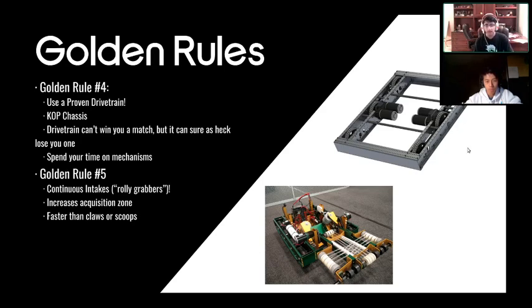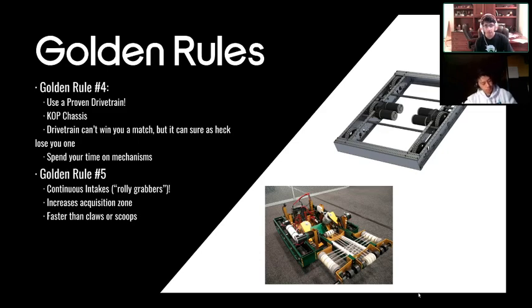So, finally, you always want to have continuous intakes, also known as rolly grabbers. So, instead of a simple claw to pick up balls, like this 2016 robot, instead of having a claw to pick up the balls, they just had a set of rollers that directed the ball into the center and pulled it into the robot.